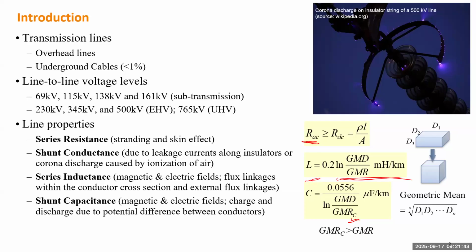Later, we'll show the GMRC is bigger than the GMR for calculating the inductance. Okay, so those two pictures are overhead transmission lines, and you can tell the towers. You can easily see. Okay, so for this tower, you have three sets of insulators, so it carries basically three transmission lines.